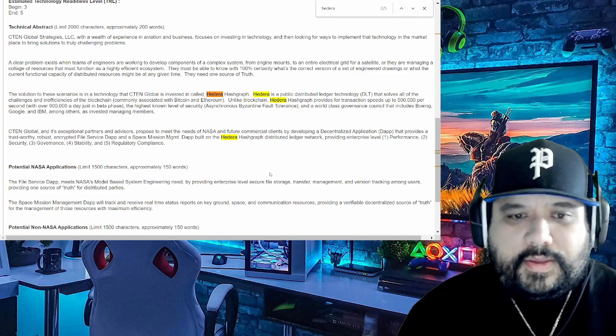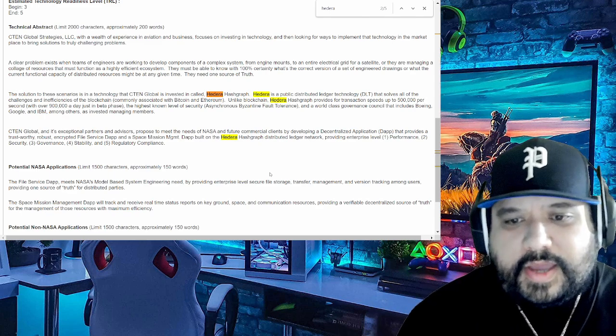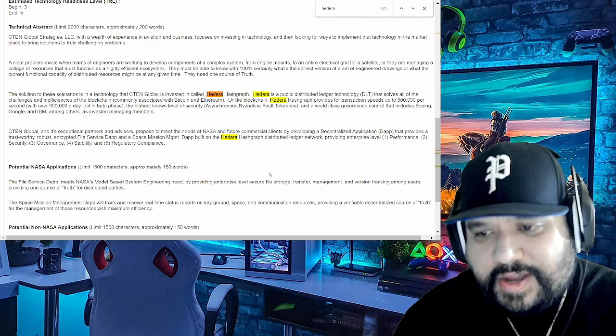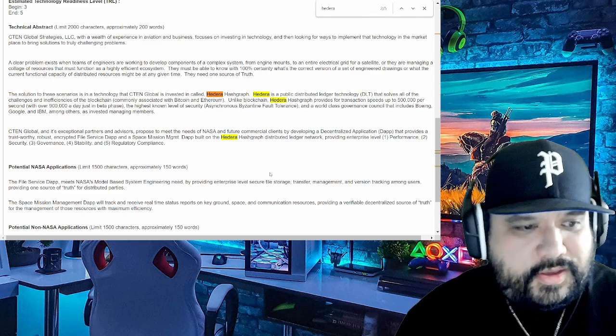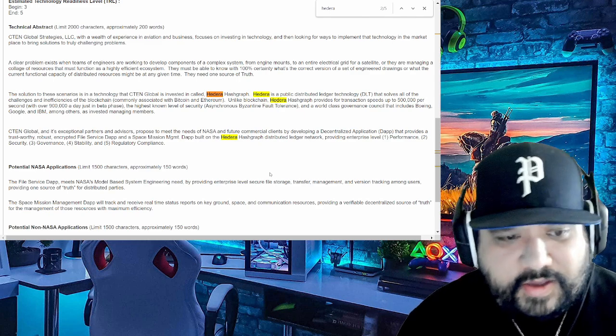Anyway. Decentralized app built on Hedera Hashgraph distributed ledger network, providing enterprise level 1 performance, 2 security, 3 governance, 4 stability, 5 regulatory compliance.